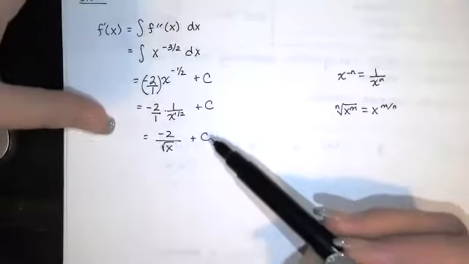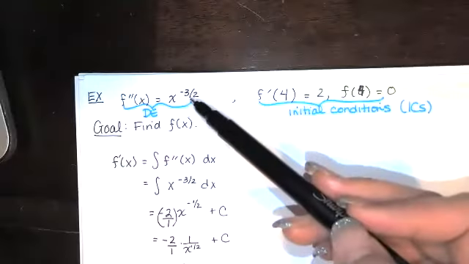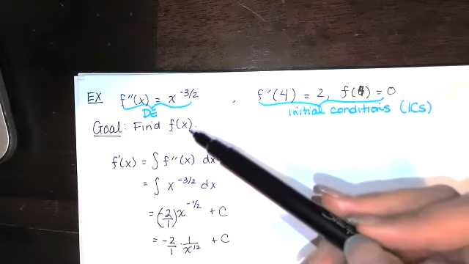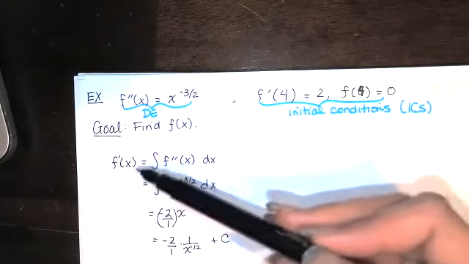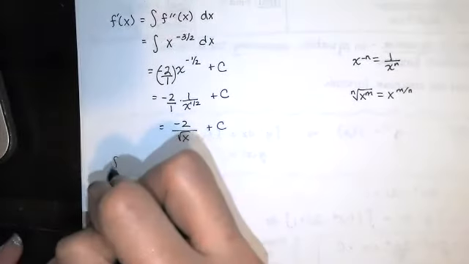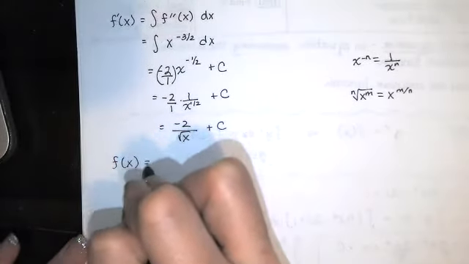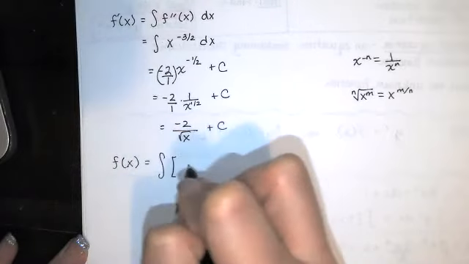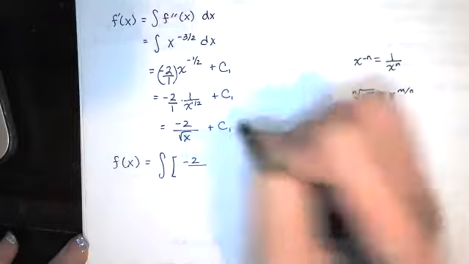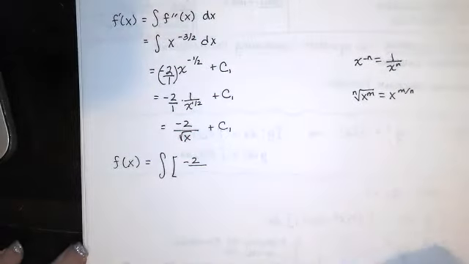So this is a general solution to this differential equation if my goal was just to find f prime. But my goal wasn't to find f prime. My goal is to find f. So if this is f prime, and I want to find f, I need to antidifferentiate again. Since I'm going to do this twice, I'm going to get two constants. I'm going to call that first constant C1.